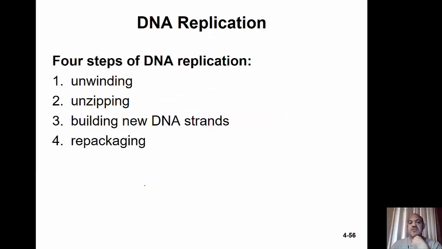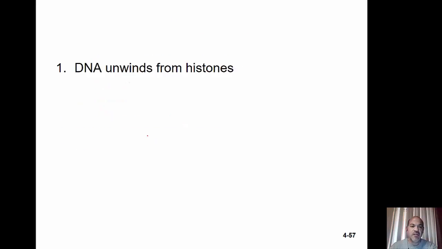For DNA replication, there's 4 steps. First of all, we have to unwind the DNA from the histones, and then we've got to unzip the DNA or separate the strands, and then we've got to build new DNA strands, and then we have to repackage back with the histones. So first we're going to unwind DNA from its histones.